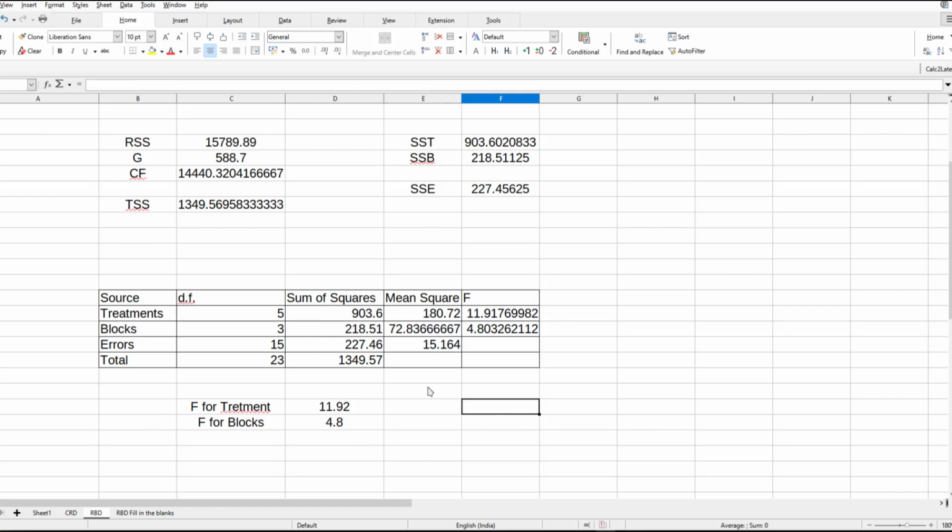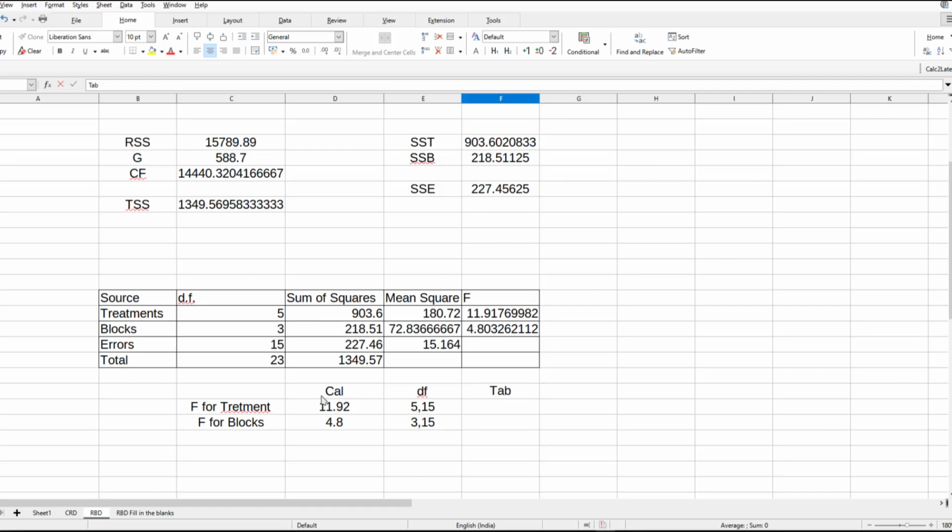For that we need to find out the degrees of freedom, the df for each of them. For treatment, for this value, that means 11.92, we will have to compare it with the degrees of freedom 5 for treatment and 15 for error, so 5, 15. And for block, the degrees of freedom is 3, for error it is 15. So 3, 15. We will need two different values of F. So these are calculated values, and these are degrees of freedom.